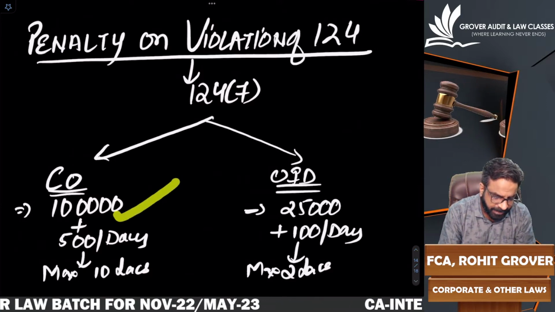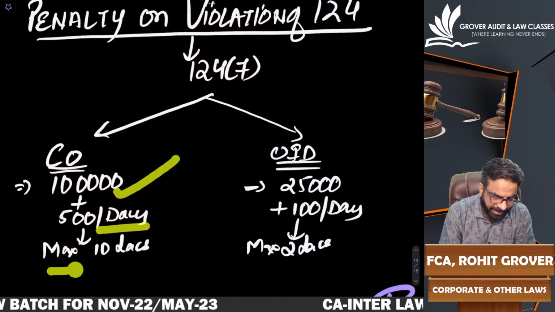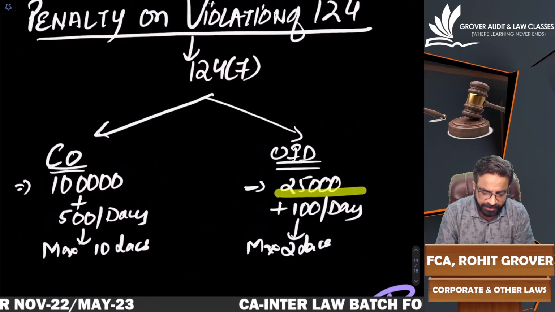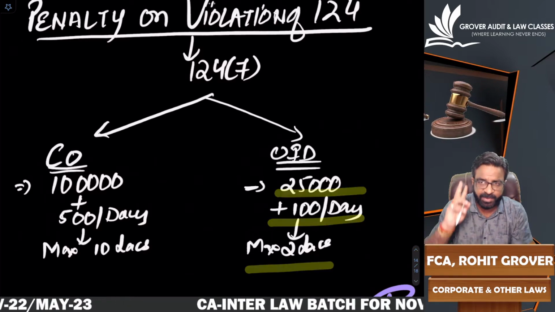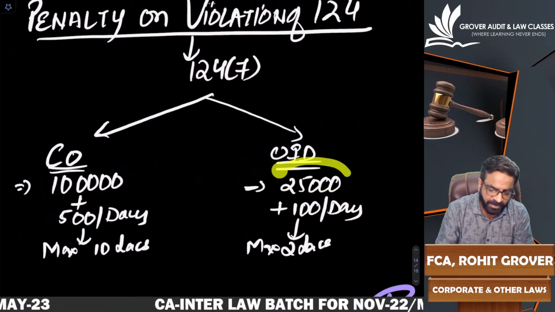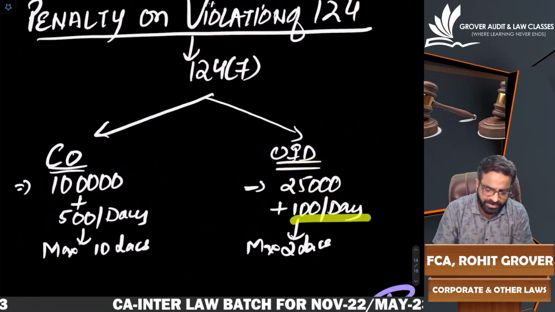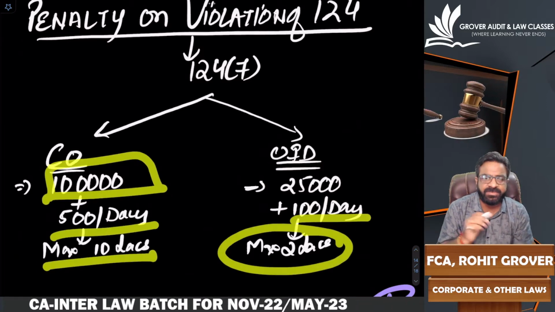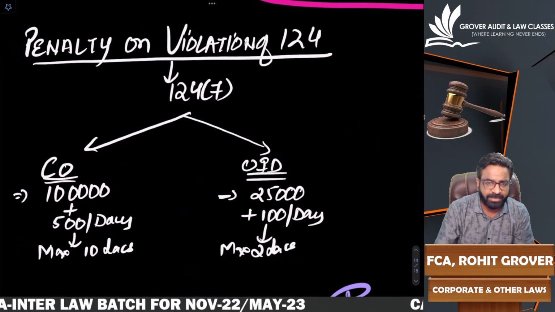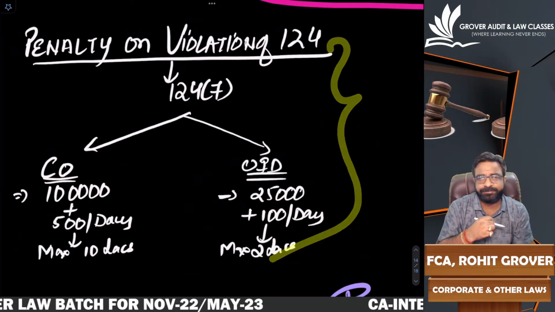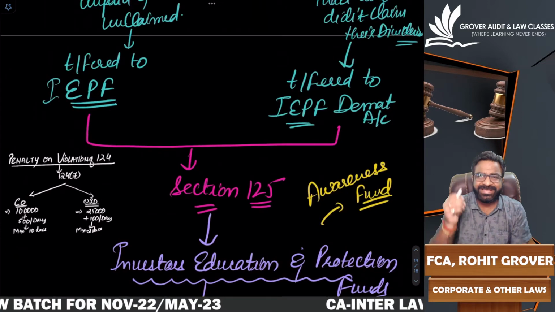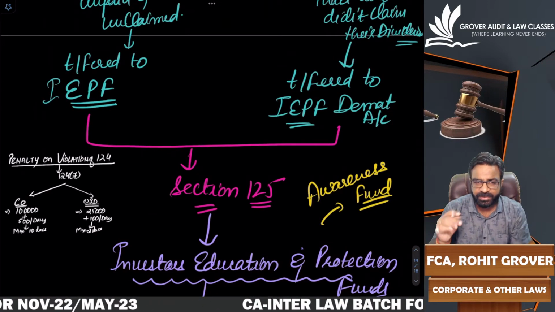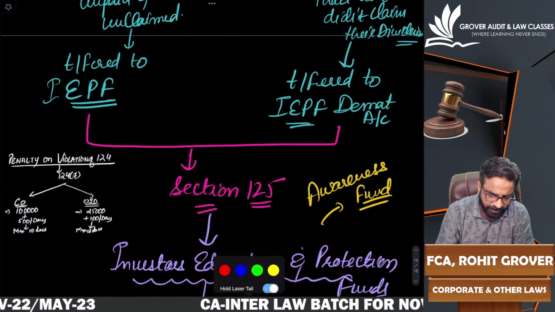Company: 1 lakh plus 500 rupees per day, subject to the maximum of 10 lakhs. Officer in default: 25,000 plus 100 rupees per day, subject to the maximum of 2 lakhs. Did you understand the penalty of section number 124? Yes, sir. Now 127 is over, 123 is over, 124 is over. So now we are going to concentrate on which section?